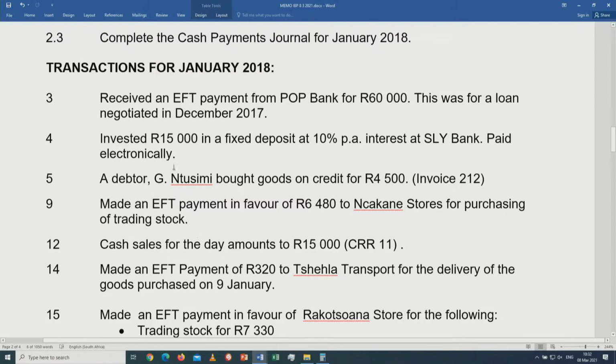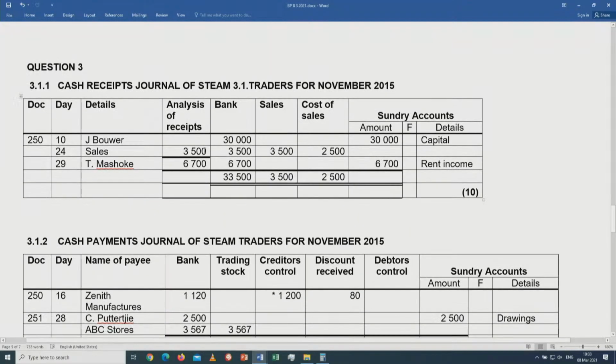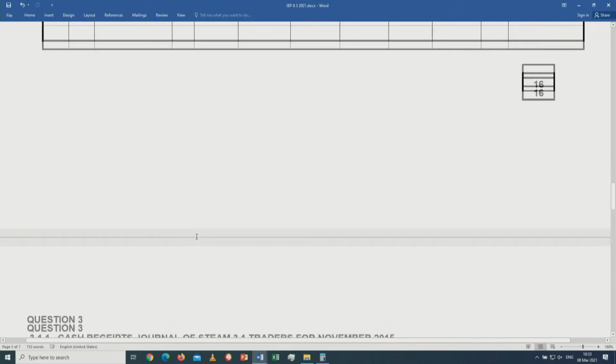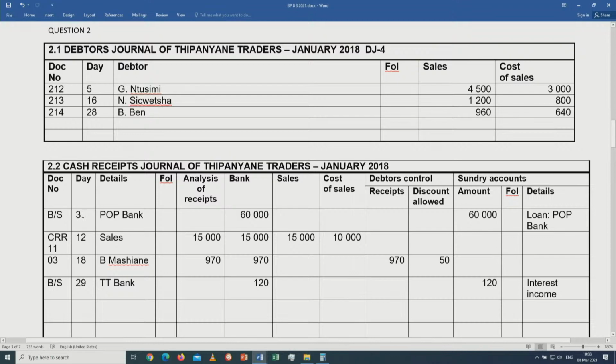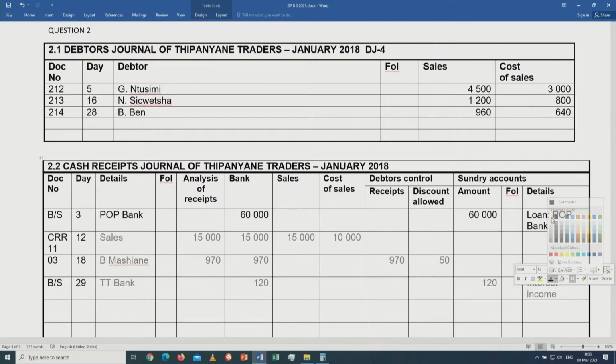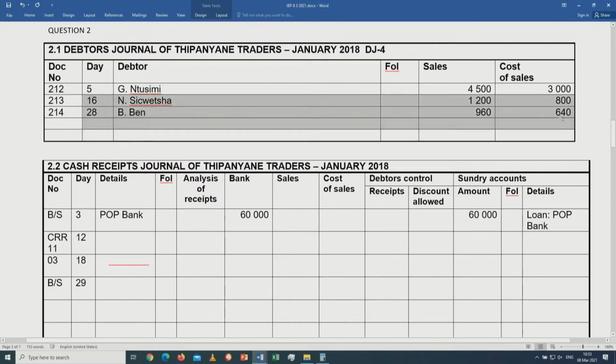The first transaction goes: received an EFT payment from Pop Bank for 60,000. This was a loan negotiated in December 2017. So what happened here, we have received. Once we're talking about receipt, we must go back to our cash receipt journal. Under cash receipt journal, question 2, on the 3rd, we have Pop Bank at 60,000. Let me highlight this with white so that you can follow with me. Under the sundries account, you have 60,000 as well. What was the money for? It's a loan from Pop Bank, which was negotiated, like we said, in the previous year.